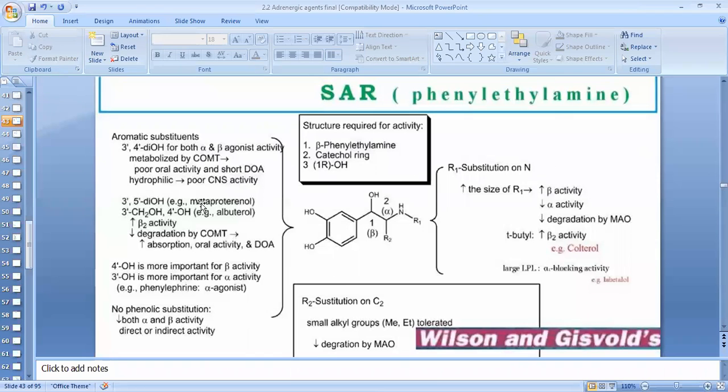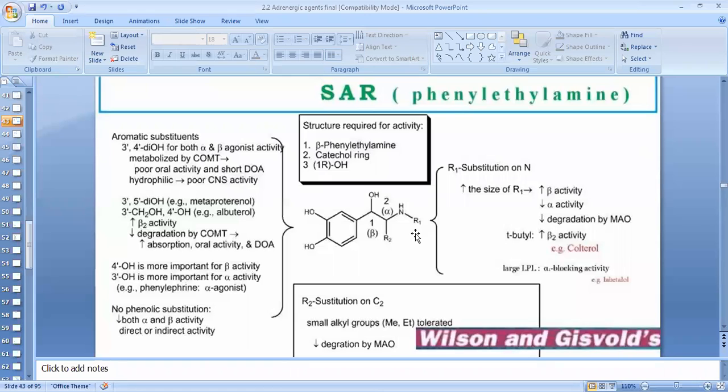Now we will see the importance of all these contents of this ring. So we'll discuss one by one. There must be a presence of R1 substitution on this nitrogen atom. This nitrogen atom must be substituted. So substituted केलेला असला पाहिजे.